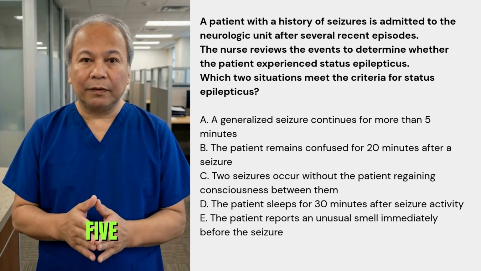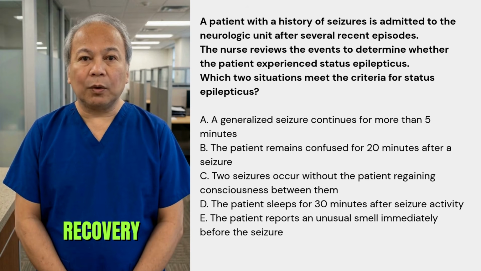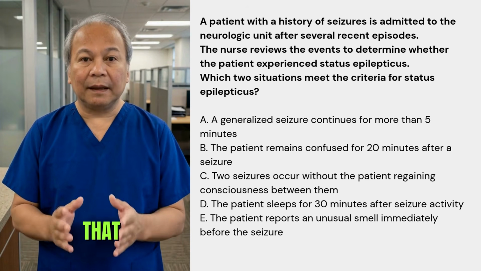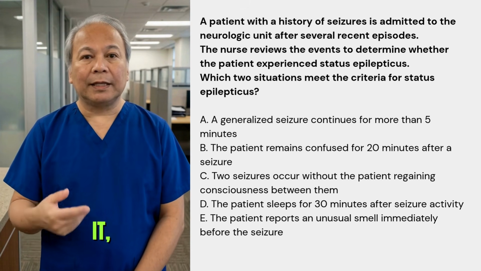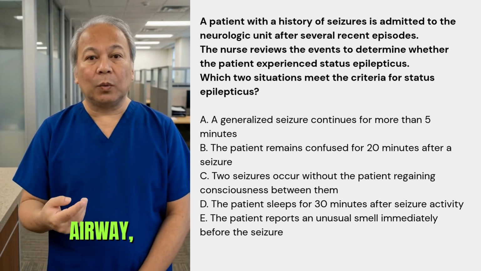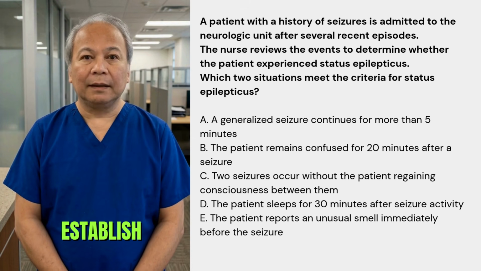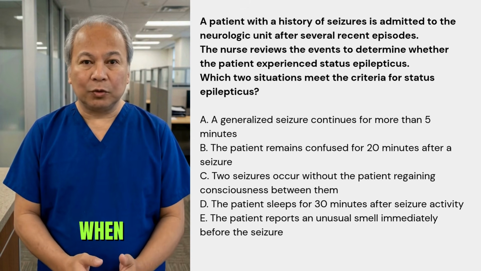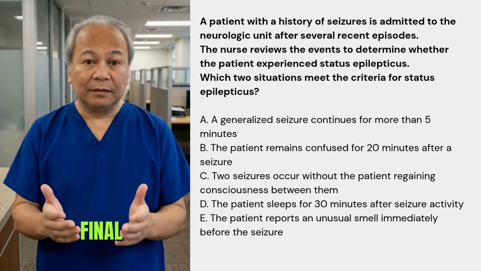So remember, 5 minutes or more, or repeated seizures without recovery in between. That is status epilepticus. And once you recognize it, think emergency priorities: protect the airway, support oxygenation, prevent injury, establish IV access when possible, prepare for rapid seizure treatment. Final review. Let's see how you did.